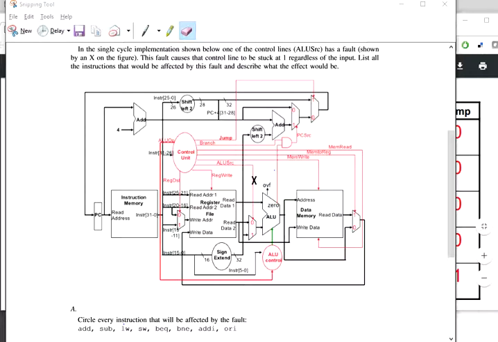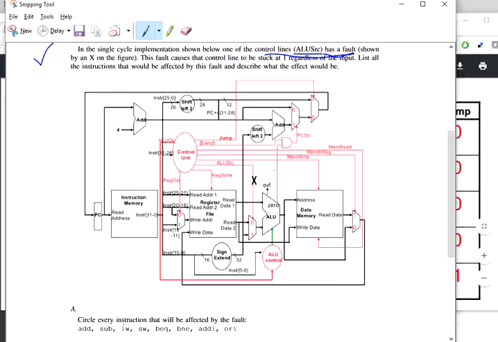Hey guys, so in this video we're going to be talking about what happens when there is a fault in a control line for a single cycle implementation. There we're going to go ahead and consider this example right here. So over here it says that ALU SRC has a fault.